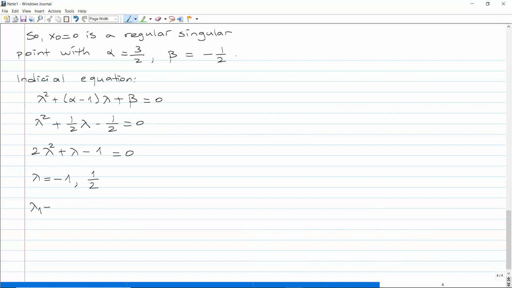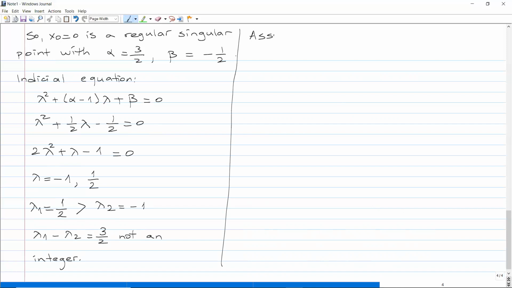So my first solution is 1/2. It's larger than the second solution, minus 1. Lambda 1 minus lambda 2 is 3/2, not an integer. Now, in general, we need to take the absolute value, but to make things simple, we are going to assume that x is greater than 0. X less than 0 is similar.